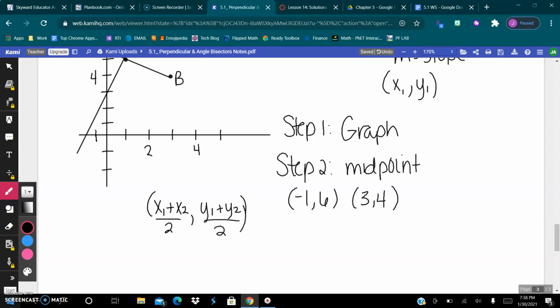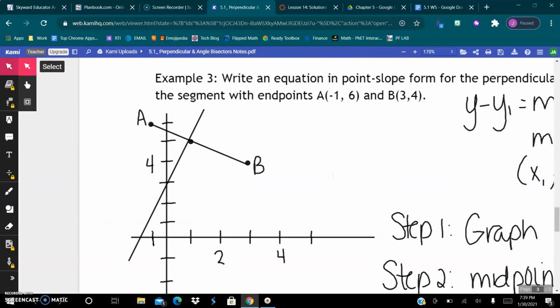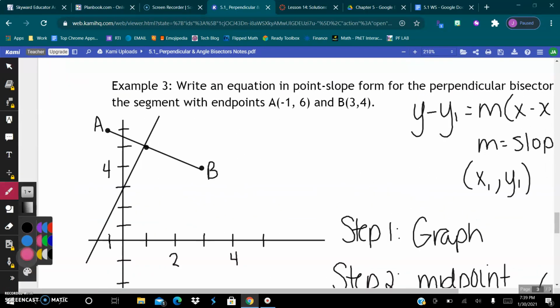So we're going to add the two x's together. So that would be -1 plus 3 divided by 2. And that would be 2 over 2, which would be 1. And then we would have to do 6 plus 4 divided by 2. So that would be 10 over 2, which would be 5. So the midpoint is (1, 5). So that's already graphed here. So as of right now, we were given this point, and we just found this point.